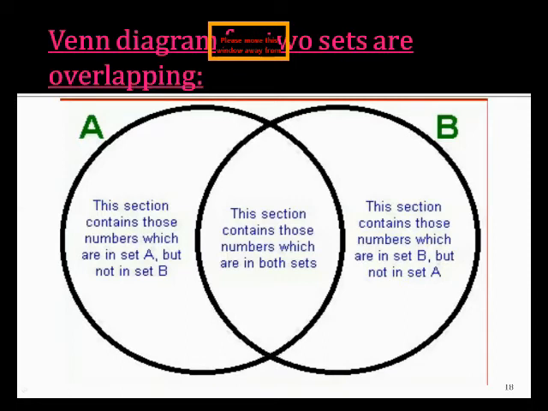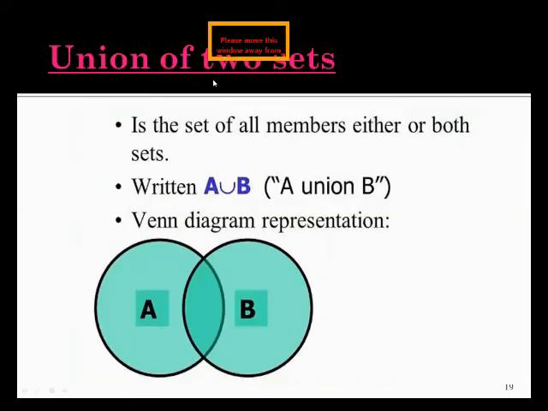But how do we decide to distribute the elements of the sets? Here we separate the elements just like this: this section contains those elements which are in set A but not in set B, this section contains those elements which are in both sets, and this section contains those elements which are in set B but not in set A. Now the next thing is the union of two sets.